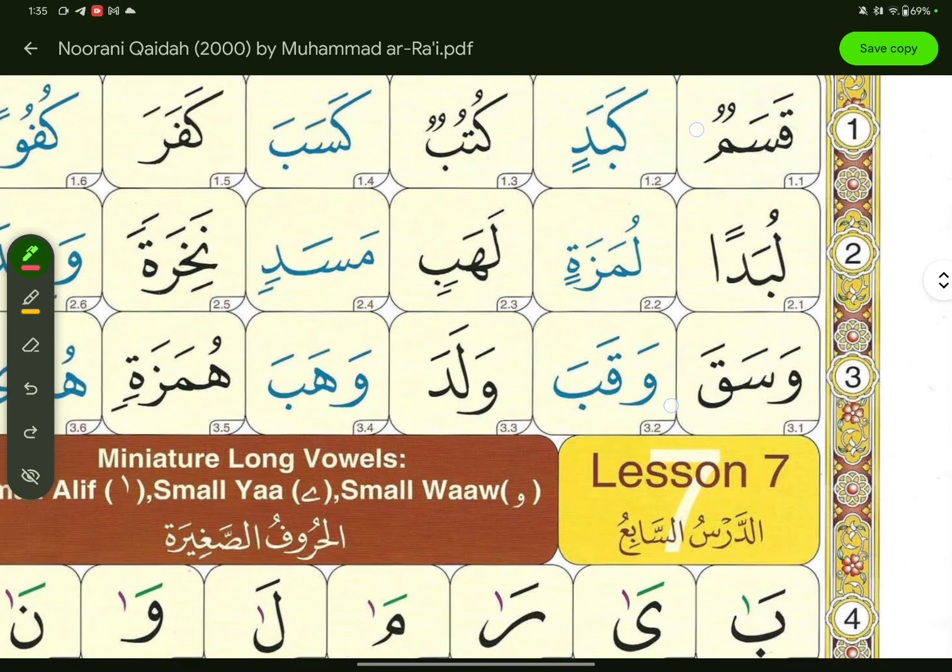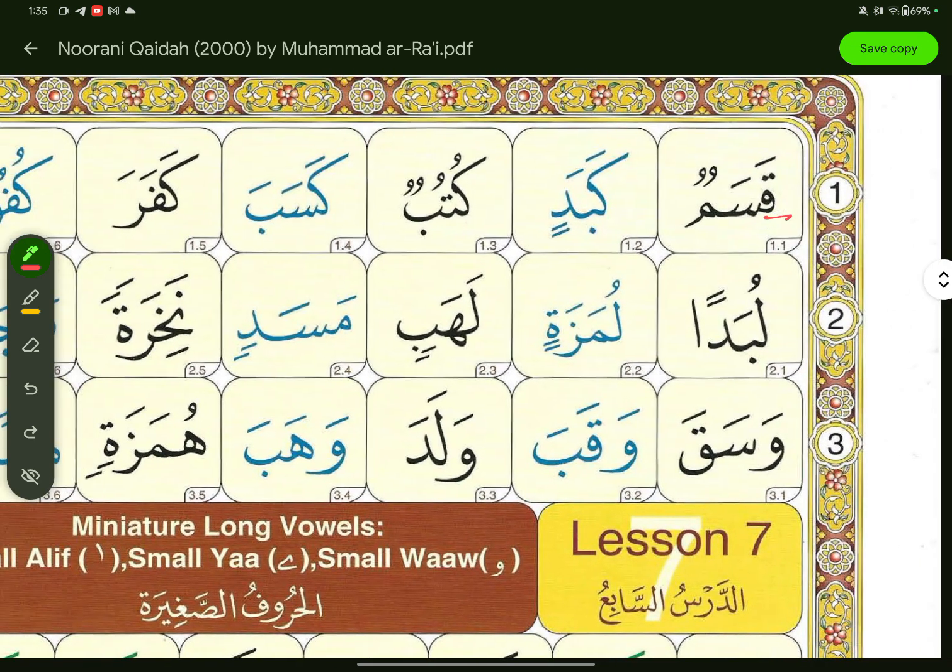Okay, so I just want to run through the last few here, explain some of the things here. So it's qaf, as we said before, qa. There's a sin, there's a meem. Normally meems look like this. All right. Qasamun, qasamun. All right. Next one.